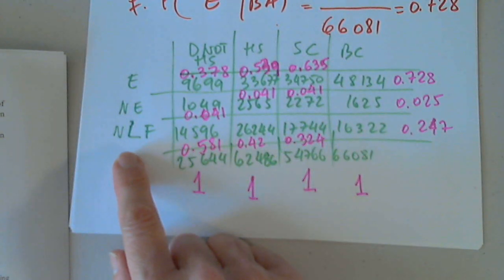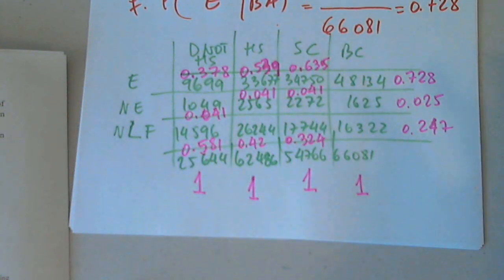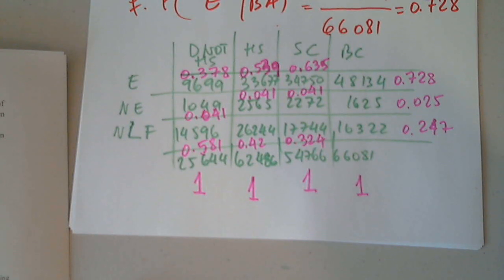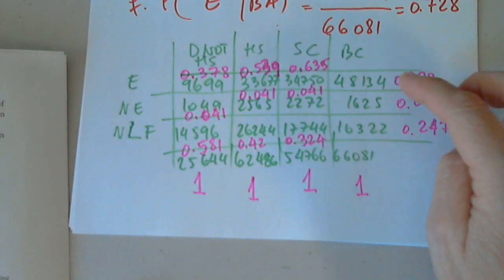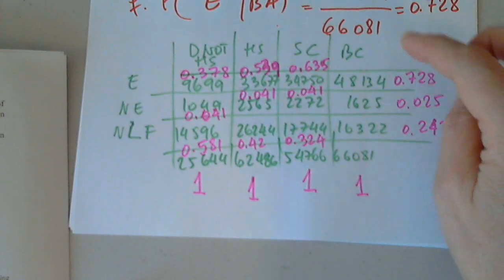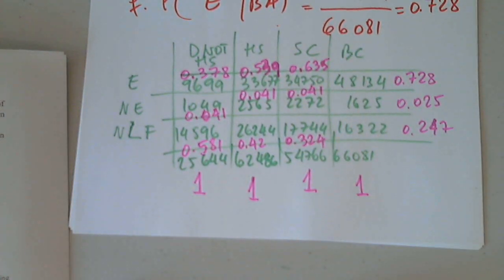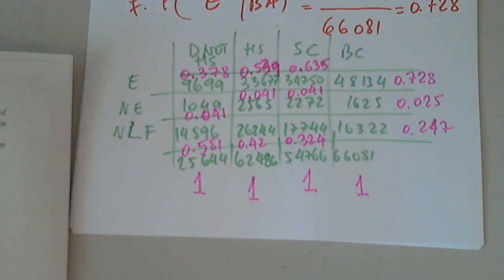Not in the labor force. For whatever reason, they're not looking for a job, or maybe they're retired. I'm not sure what that particularly means. But for each education level, as you see, chances are higher to be employed. The higher the education level, the higher the chances you have to be employed. Any questions before we move on to the last part?